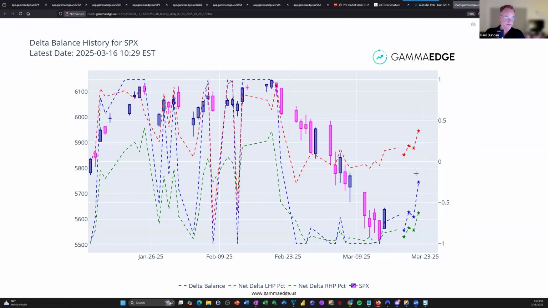I know this has taken about 15 minutes of explanation, but I want to make sure everyone's dotting the I's and crossing the T's as they look at the web app tool and as they look at the delta balance tool, right? Now, let's look out.